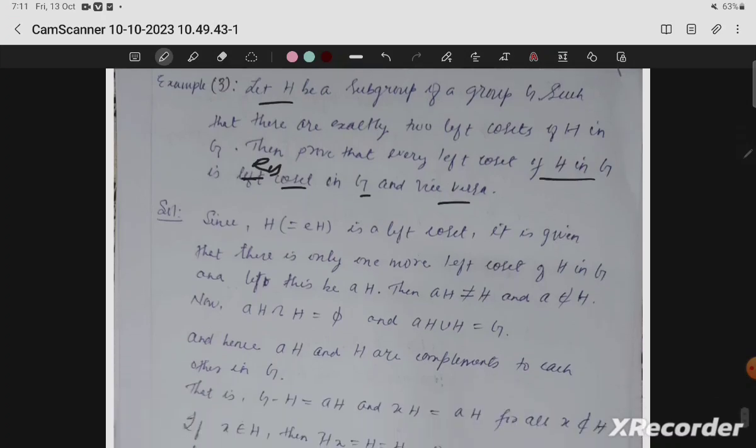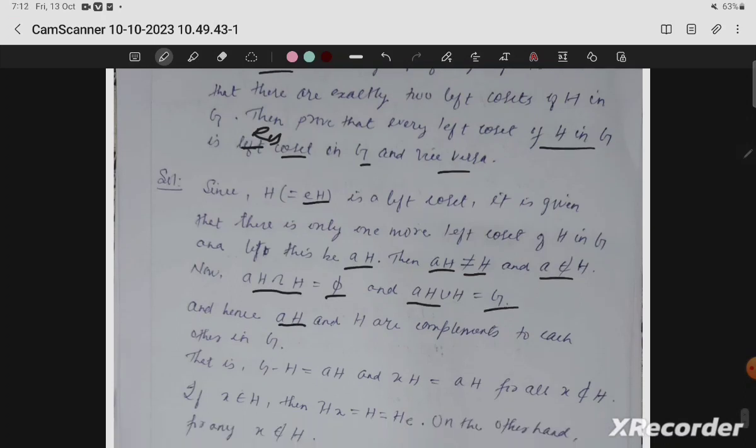Since it is given that there is only one more left coset of H in G, that is aH, then aH is not equal to H, and a does not belong to H. Now aH intersection H is empty, and aH union H is G, and hence aH and H are complements of each other in G. That is, G minus H is equal to aH, and xH equals aH for all x that do not belong to H.